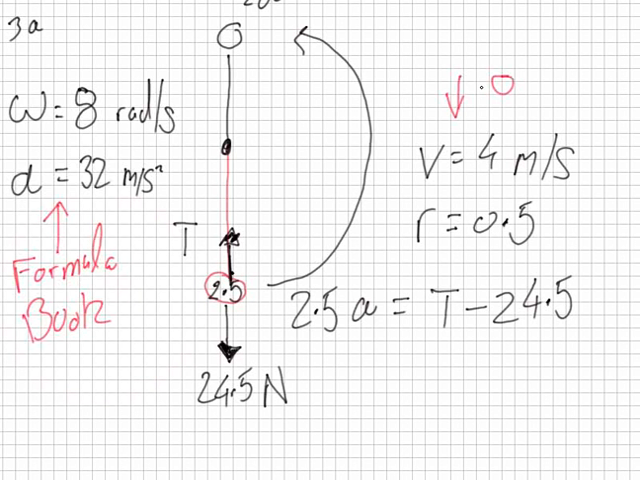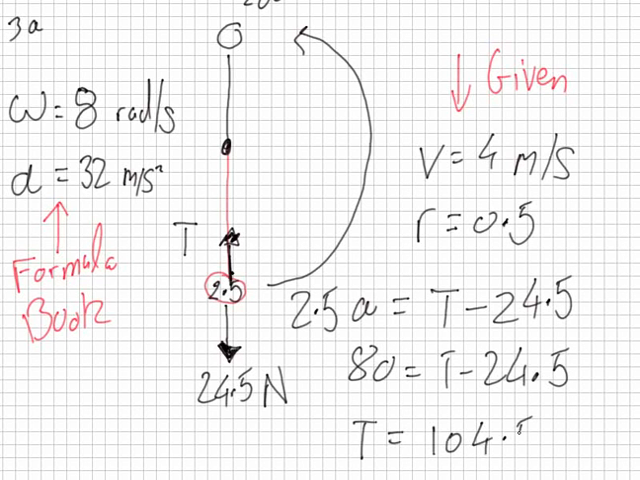Now, do you mind doing 2.5 times 32? What do you get? 80. Yes, 80 equals T minus 24.5. So therefore T would be 104.5. And that's the maximum T.